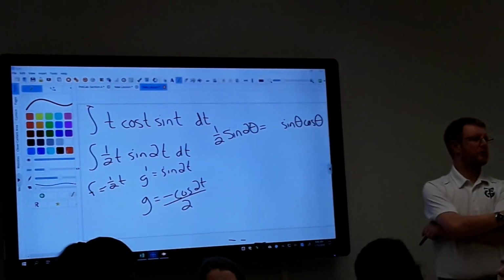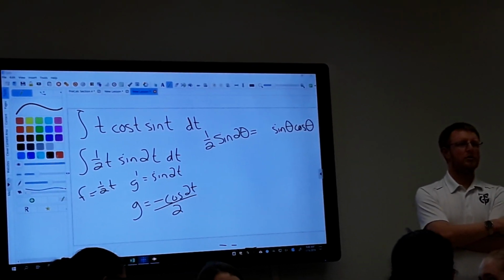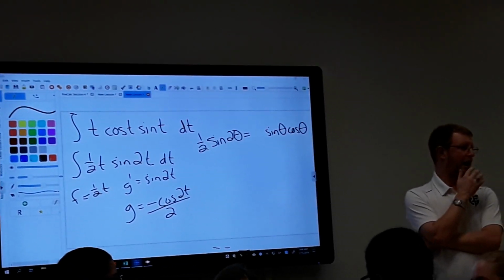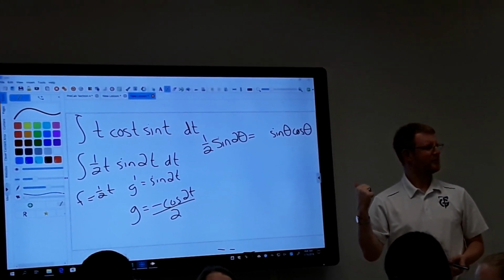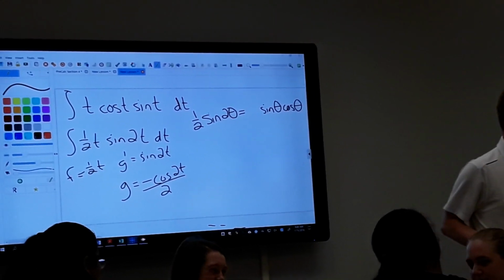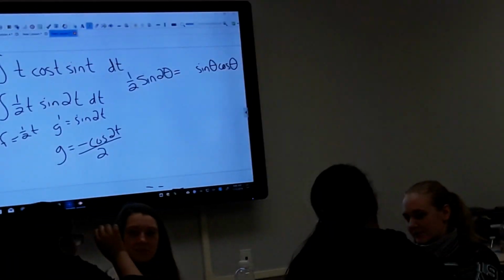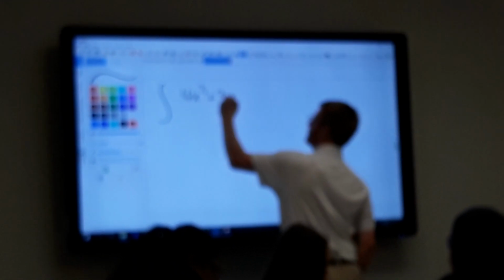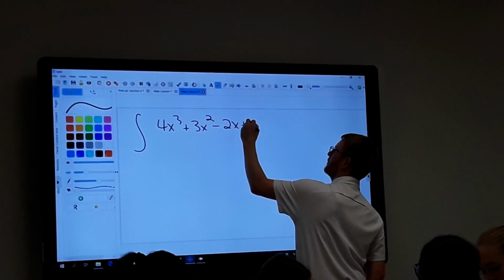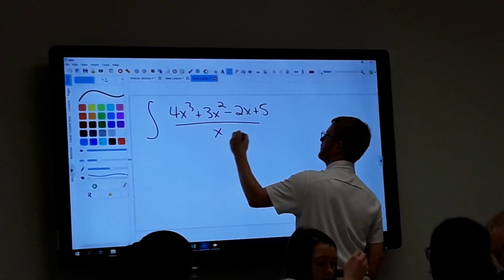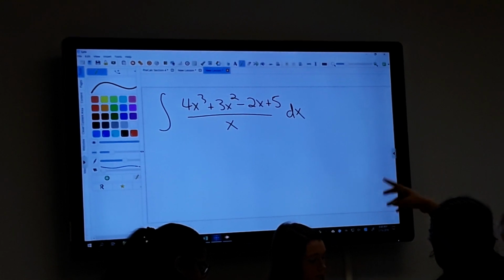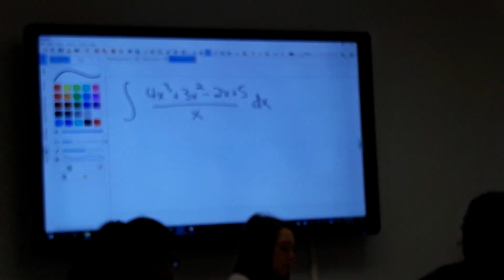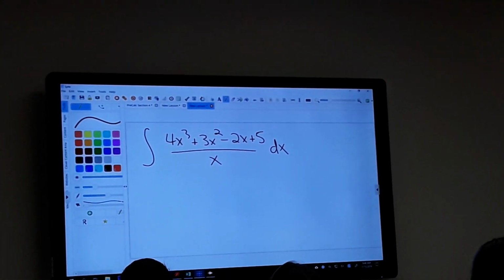Alright, what else? Is that the one right before this, on integration by parts? What do you do to integrate that? You can bring out 1 over x. Just bring out 1 over x.